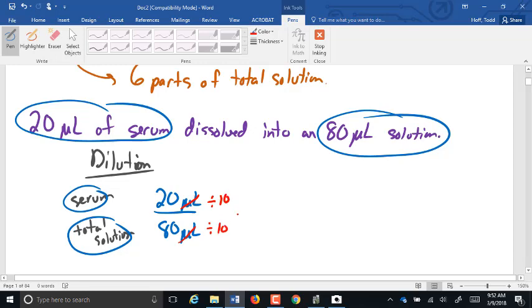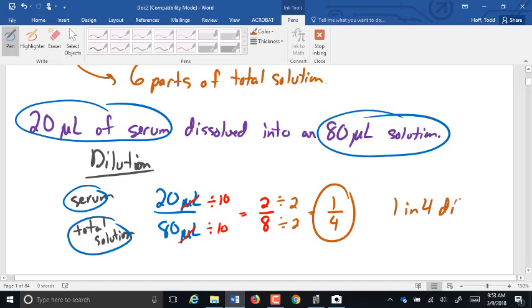10 will work. 20 divided by 10 is 2, and 80 divided by 10? 8. Are we done there? One more step. Yes, they can both divide by 2. Makes it a 1 to 4. So that is a 1 to 4 or a 1 in 4 dilution.